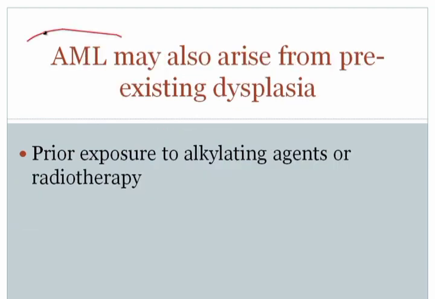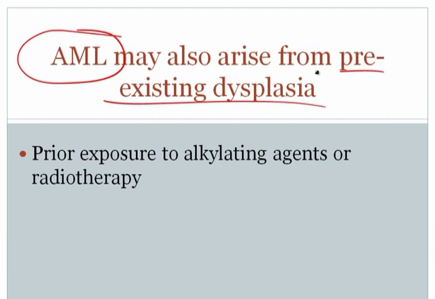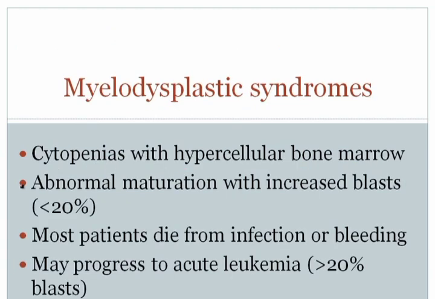It is also possible to get an AML from pre-existing dysplasia, and the classic circumstance in which there would be pre-existing dysplasia would be in a patient that has a history of exposure to alkylating agents, for example chemotherapy or radiotherapy. Now what happens in these patients is that they tend to develop something called a myelodysplastic syndrome. In a myelodysplastic syndrome, the patients get a hypercellular bone marrow, but because the cells are not being formed properly, dysplastic, bad growth, they actually don't get out into the blood, and so the patients have cytopenias, low counts of cells in the blood.